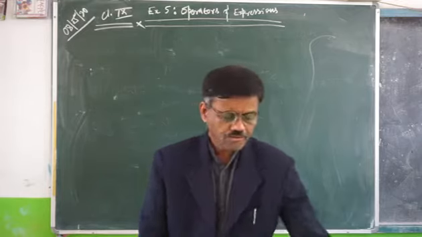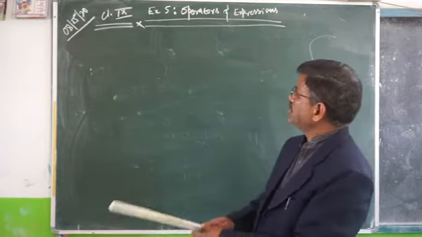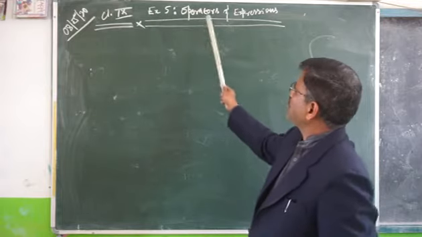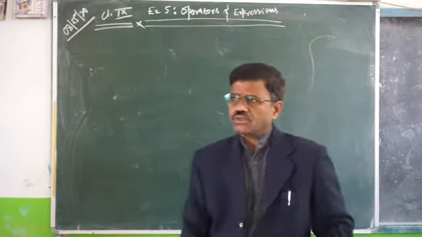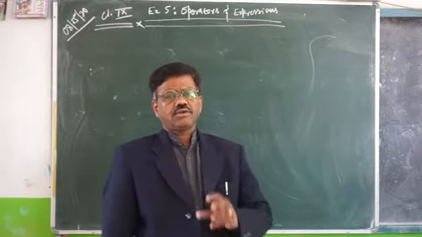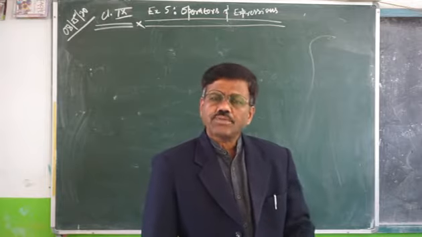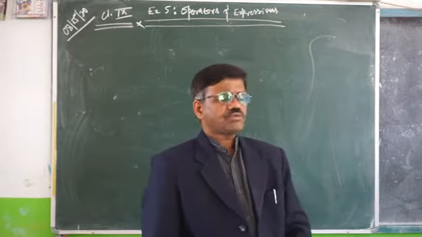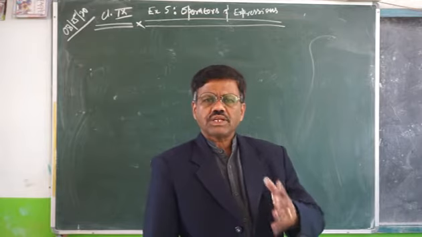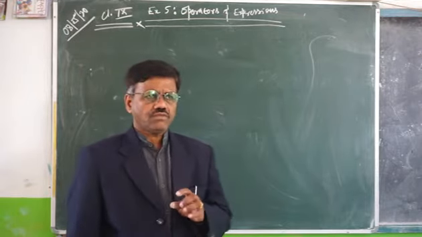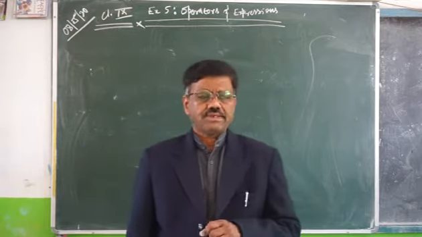Chapter number 5, operators and expressions of class 9. Last time we have seen various data types and different types of operators, arithmetic operators. There are 5 operators. Just let me recapitulate what has been done in the previous class.